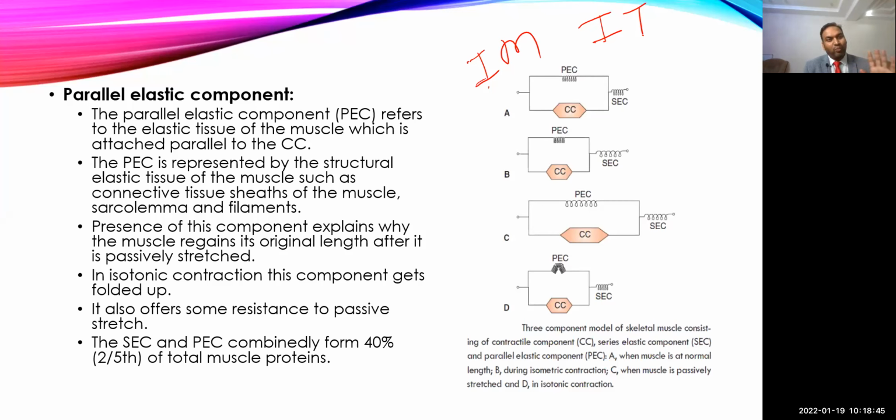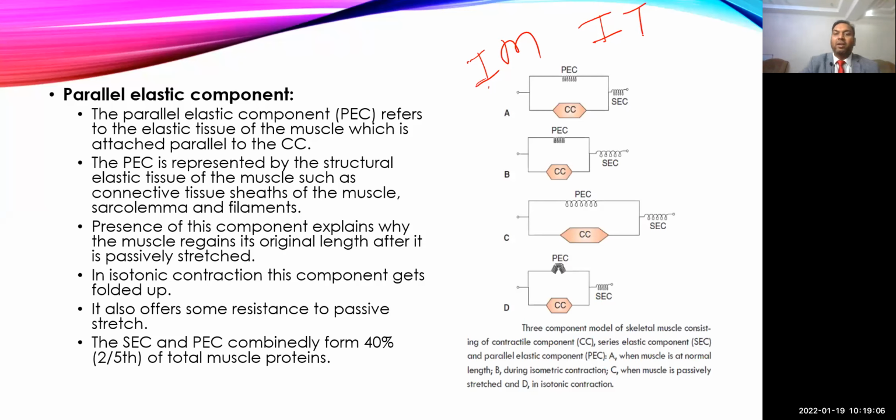Something you are not able to push, then that will also be isometric. Suppose there is something you want to lift and you cannot lift it, then that contraction is also isometric. And if you are able to lift it, then it is isotonic. So this is the difference between isotonic and isometric.